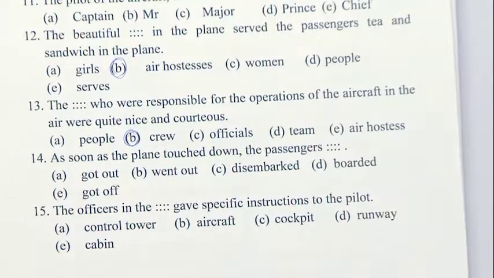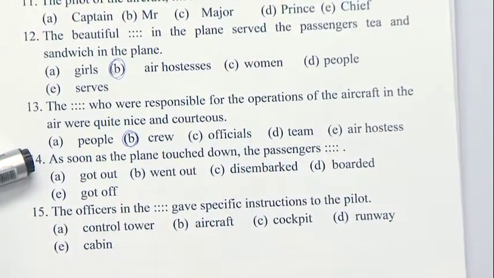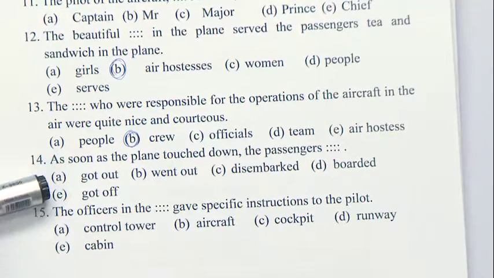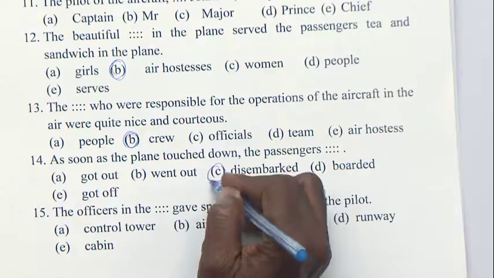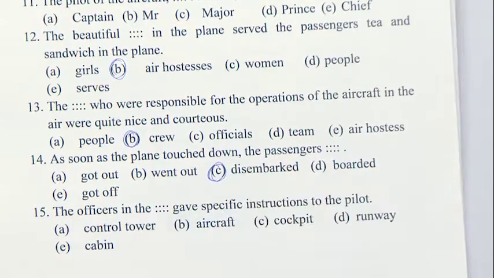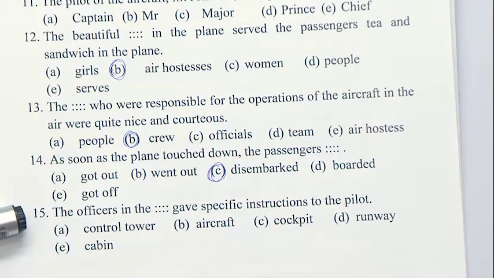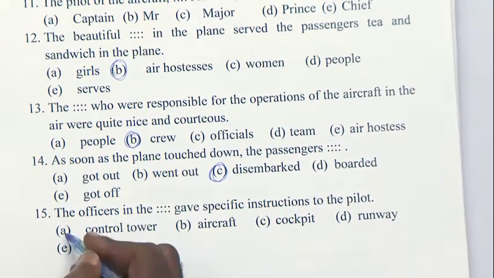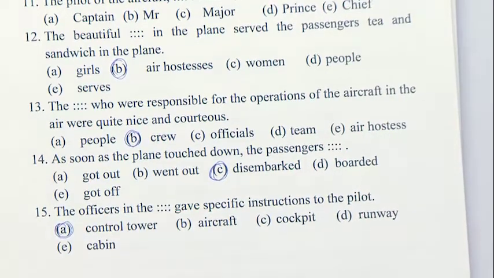And then you have, as soon as the plane touched down, the passengers, what did they do? You don't say they got out. You don't say they went out. You don't say they boarded. They disembarked. That is the right register. They disembarked. Number 15, the officers in the dash gave specific instructions to the pilot. The officers in the what? Control tower. The control tower, they will give instructions. That is the correct expression in that form.